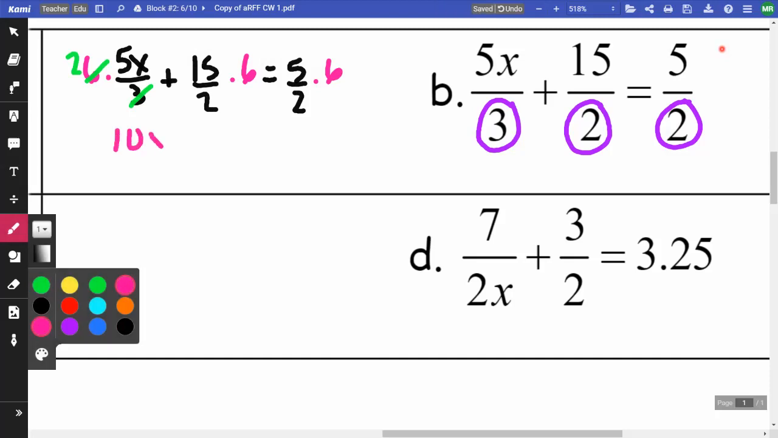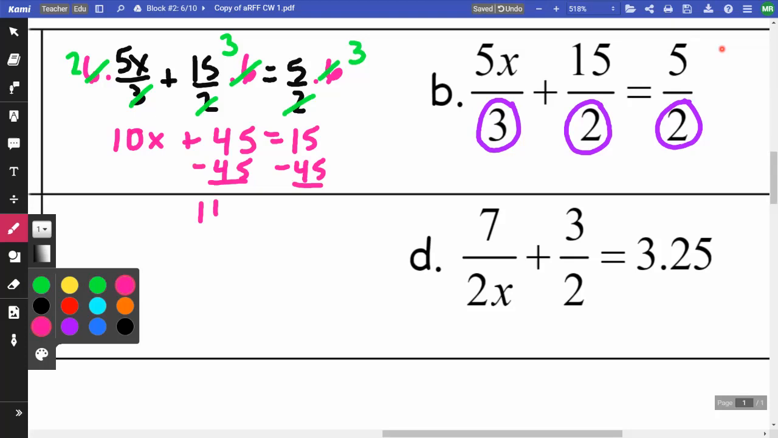So 2 times 5x is 10x. 2 goes into 6 3 times, and 3 times 15 is 45. And 2 goes into 6 3 times, and I end up with a 15. So now I am going to minus 45 from both sides. I get 10x is equal to negative 30. I divide by 10 and I get negative 3 as our answer.